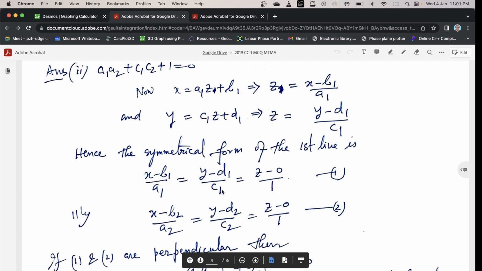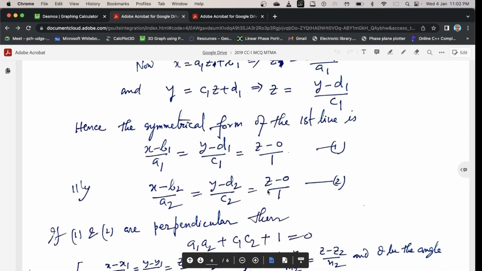This first line obviously passes through the point (b1, d1, 0), and the direction ratios are a1, c1 and 1. Similarly, we can write the symmetrical form of the second line: (x − b2)/a2 = (y − d2)/c2 = (z − 0)/1.